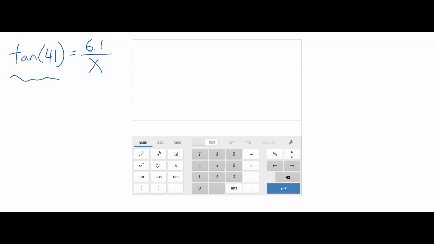Well, like I said, tangent's a function. So if you substitute in a value like 41, it's going to give you an output, right? So your input would be 41. Your output would be some decimal. This is read as tangent of 41. It's not tangent times 41, right?